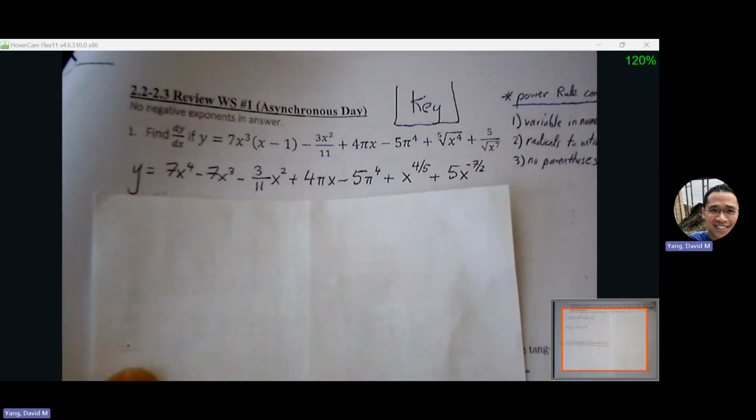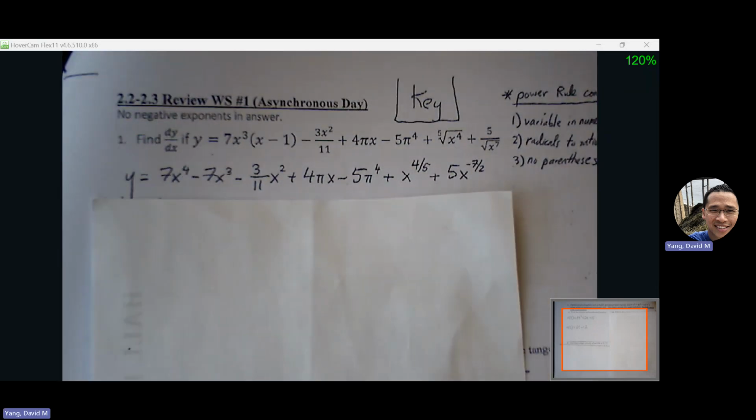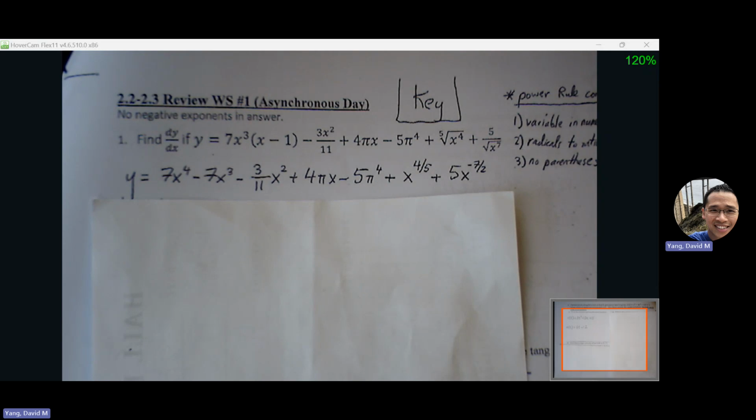And so here's our first step. And this first step has no calculus in it. We're just rewriting the terms so that we can actually do power rule, right? Because power rule comes with its restrictions.